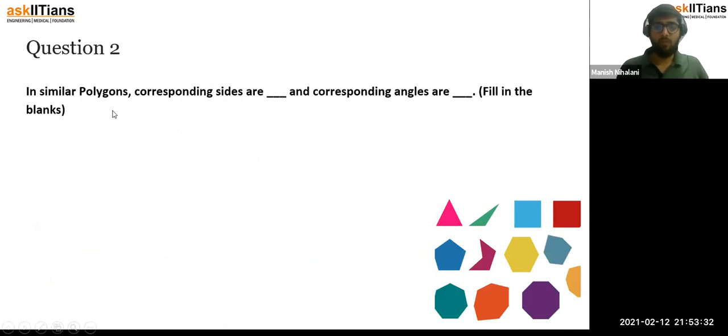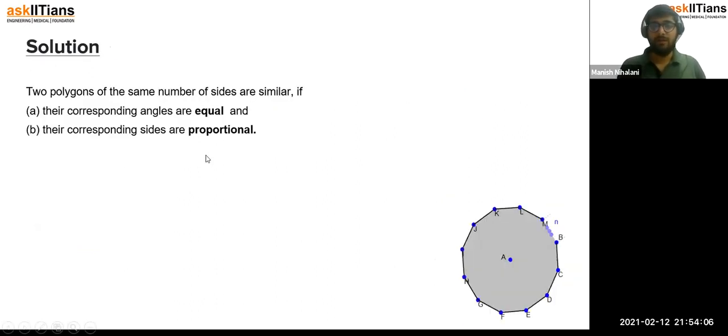Let's solve one more question. It says in similar polygons, corresponding sides are dash and corresponding angles are dash. So it's like he's asking whether corresponding sides should always be equal or should always be in proportion. So as we said, corresponding sides are always in proportion, that is, they are proportional, and corresponding angles are always equal. The angles have to be equal, right? So this is about similarity and congruency. This is what we learned about and discussed.